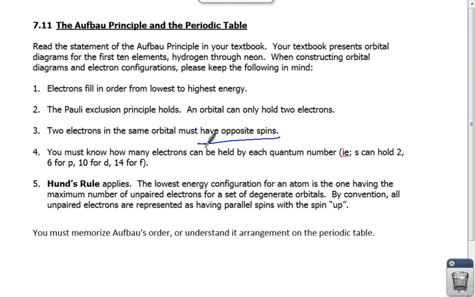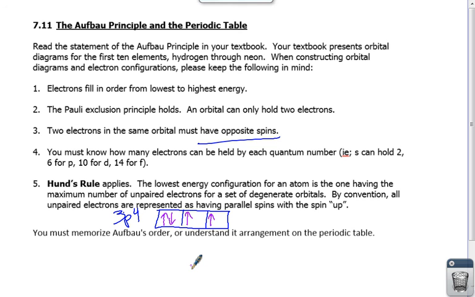Hund's rule. Let's say we're doing 3p4. Well, we would put one electron in each orbital before the opposite spin one. So you spread them out within the sublevel to each orbital before you double them up.